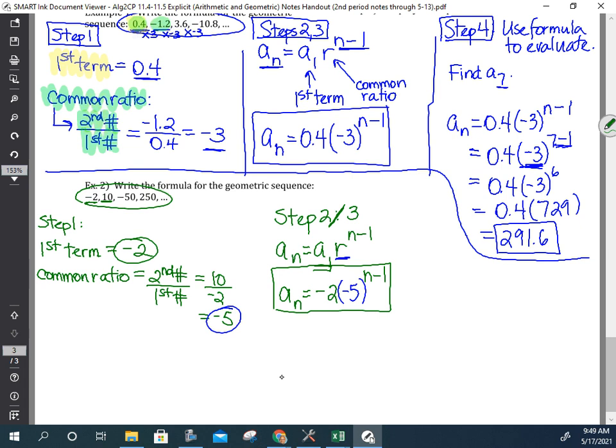Now, this is what a lot of people do, and this is how people get it wrong. They take -2 and -5 and multiply them together, and they make it 10 to the n minus 1. No, do not multiply them together. They're asking for the formula. This is your formula. Any questions before we finish the problem?